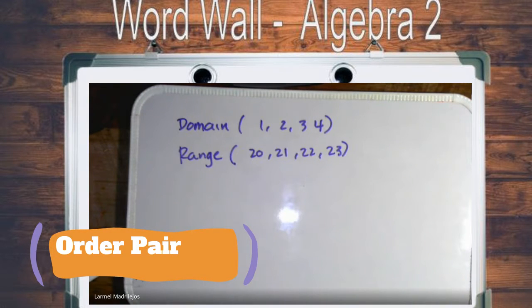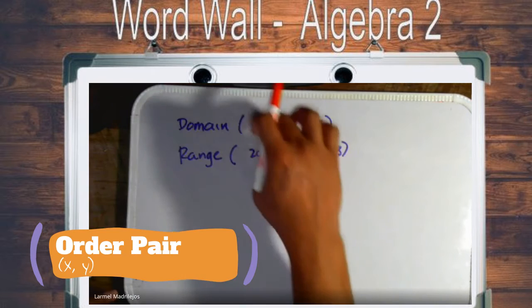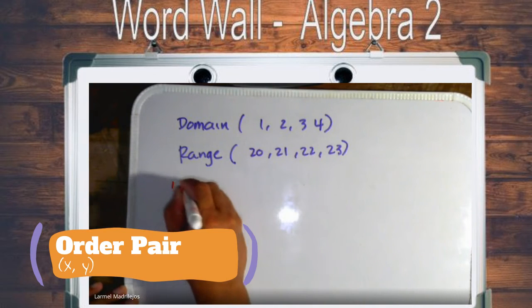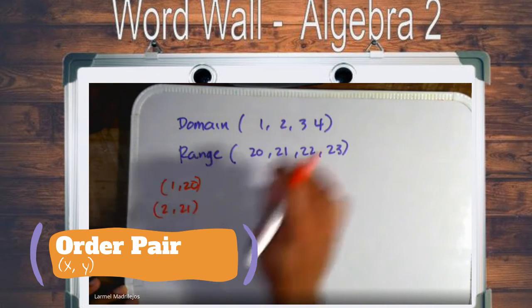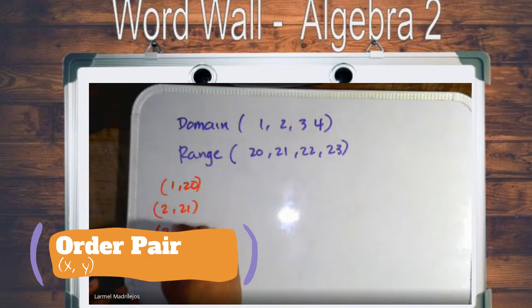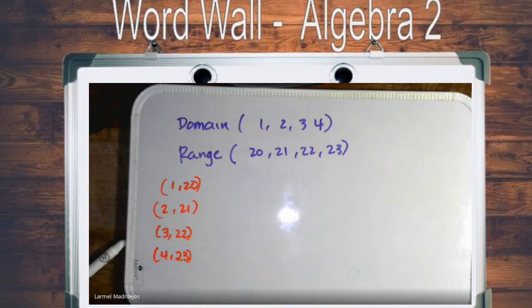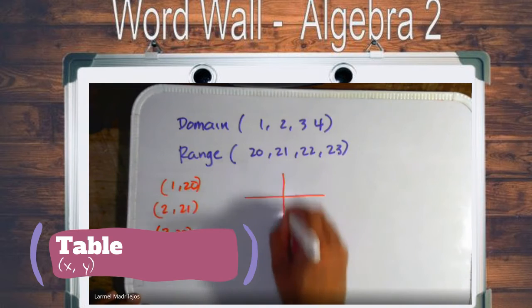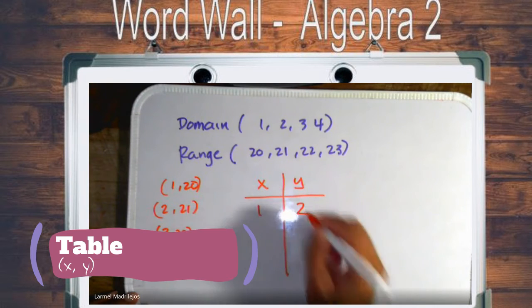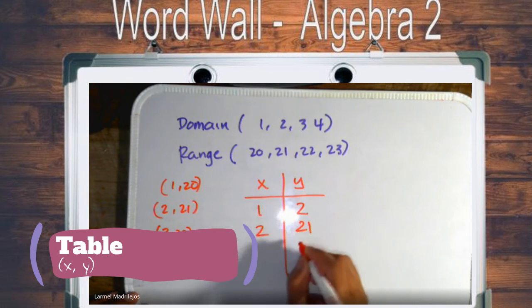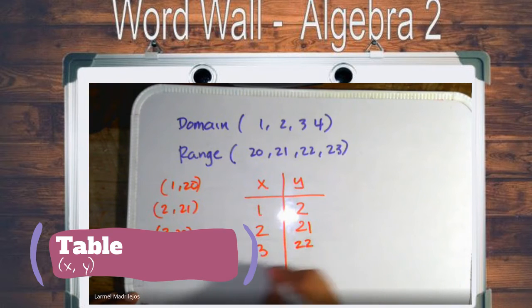The first way is using ordered pairs. So these are the ordered pairs: 1 and 20, 2 and 21, 3 and 22, and 4 and 23. So they can write it that way. The other way they can write this is in a table. x and y: 1 and 20, 2 and 21, 3 and 22, and 4 and 23.